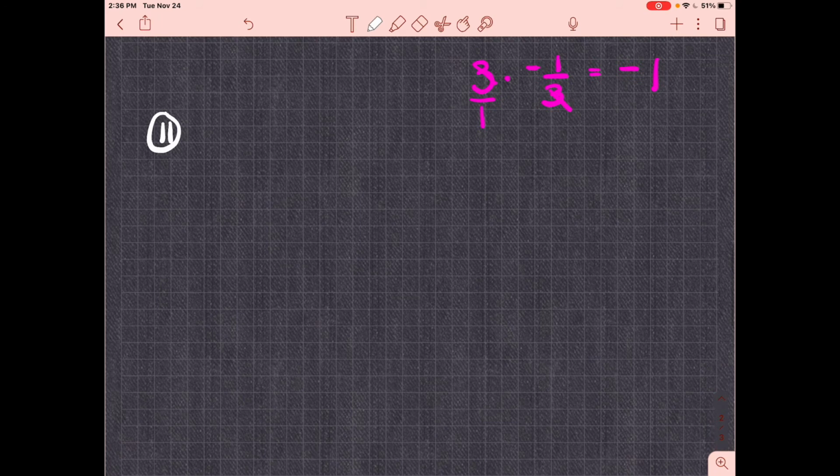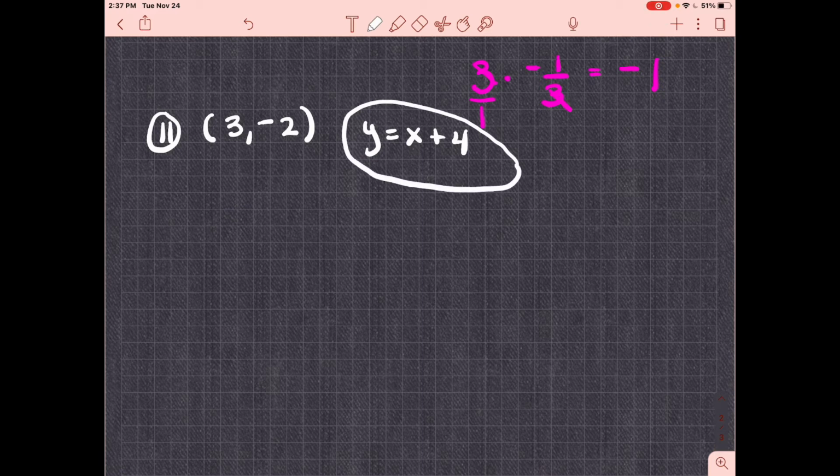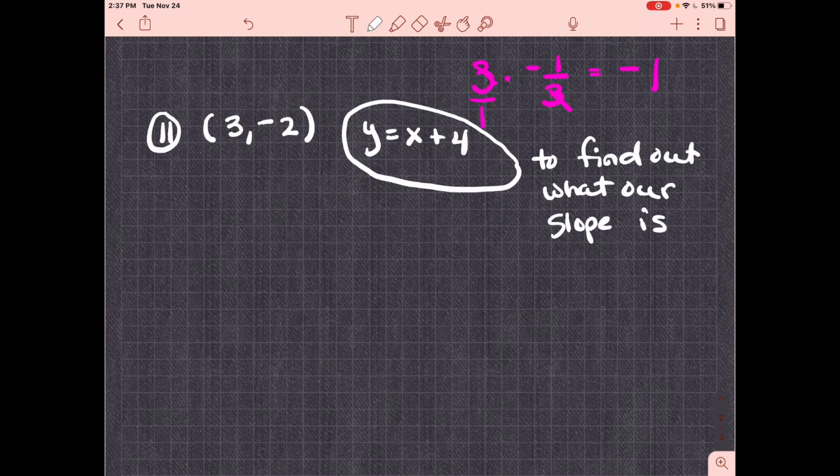Write an equation in slope-intercept form for the line that passes through a given point and is parallel to the graph of the given equation. So they give us a point, and then they give us an equation. The only reason they give us this equation is to find out what our slope is. Once we find out what our slope is, we're going to just throw that away, because the only thing that line is doing is telling us our slope.